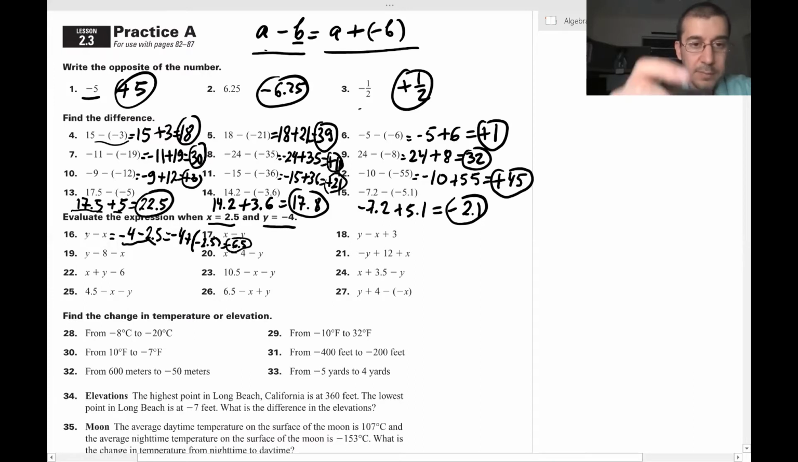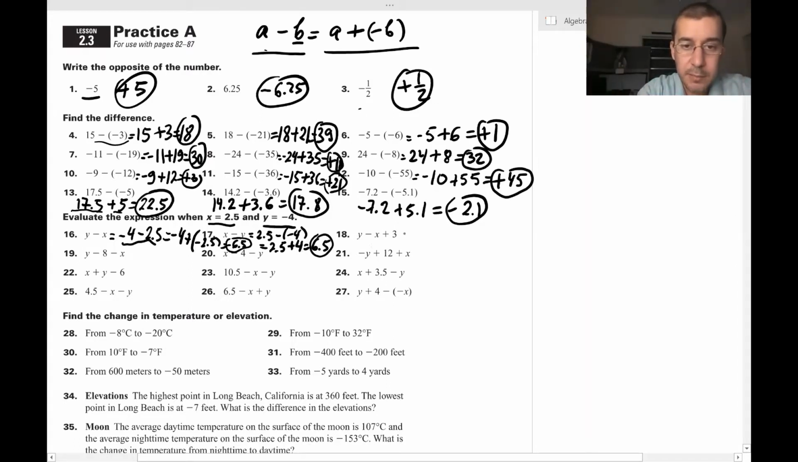That's for number 16. Number 17, x minus y. x is 2.5 minus y, which is -4, so -4. Now we have two minus signs, so we have 2.5 here, and then two minus signs is plus 4. 2.5 plus 4 is 6.5. We are adding two positive numbers.